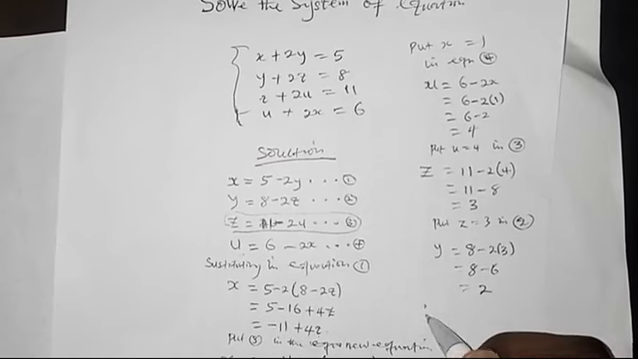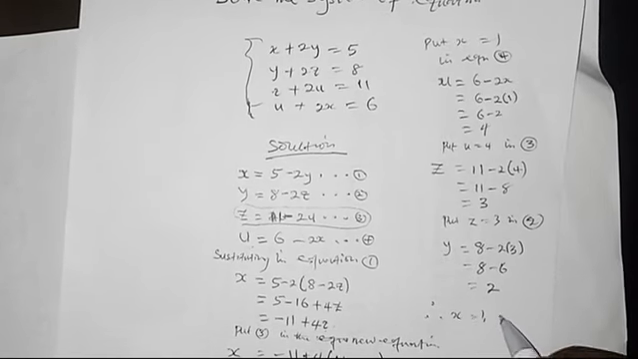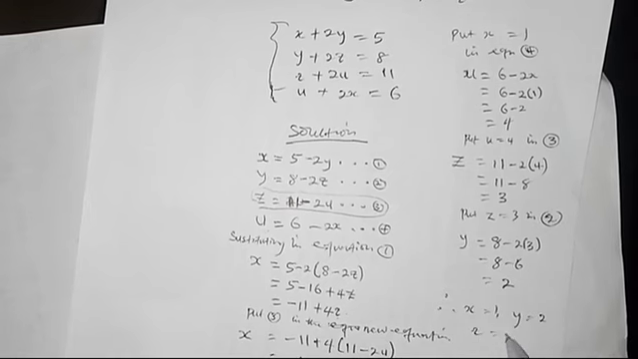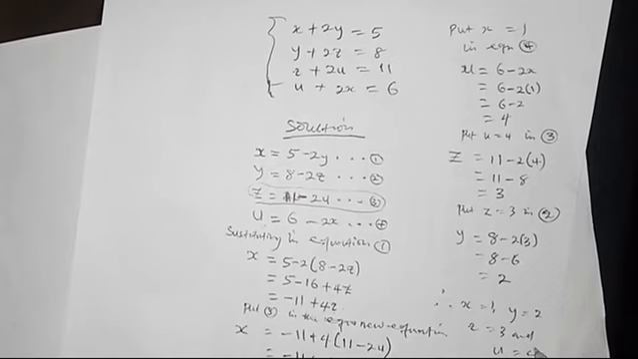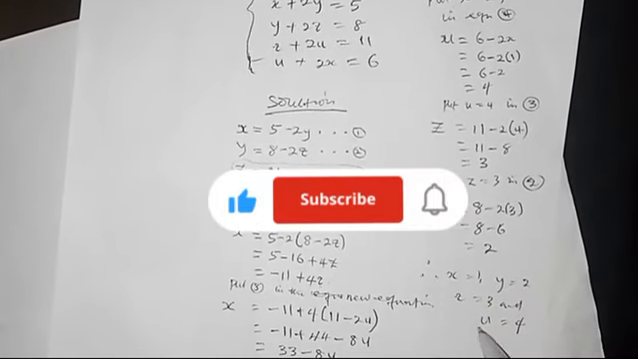Okay, so we now have that therefore our x is equal to 1, our y is equal to 2, our z is equal to 3, and our u is equal to 4. So this is what we have to be our final answer.